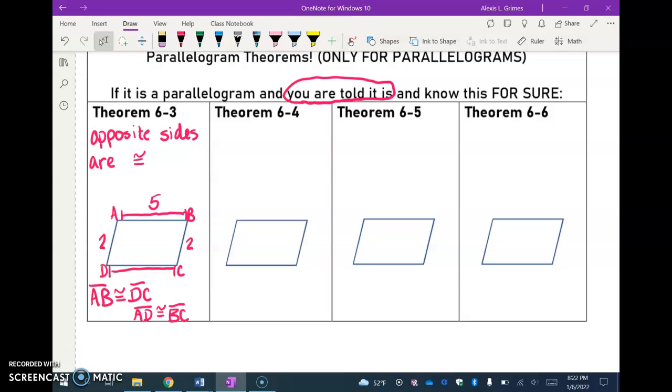Next, if we have a parallelogram, Theorem 6-4 says consecutive angles are supplementary. Consecutive angles are supplementary.